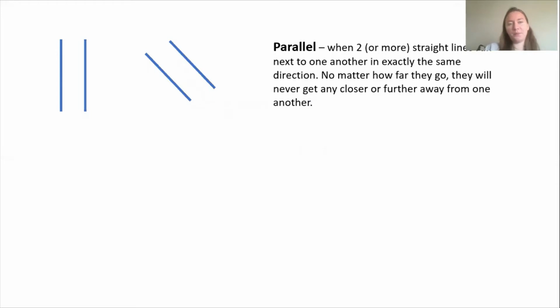So here we go. Parallel lines are when 2 or more straight lines run next to each other in exactly the same direction. No matter how far they go, they will never get any closer or further away from one another. So here's one set of parallel lines here. The 2 lines are pointing in exactly the same direction. Even if I carried on these lines for ages, they would never cross over. The same with these lines here. Parallel lines can go in any direction as long as they are all in the same direction.